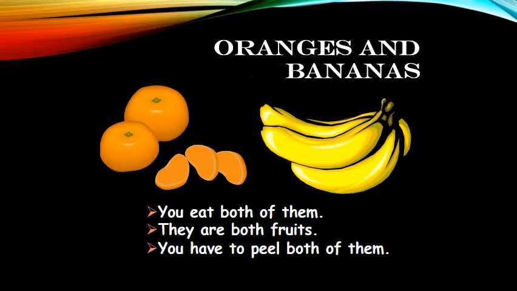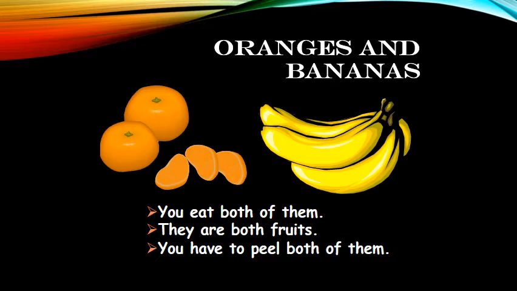Okay, let's take this example. Oh, I like oranges and bananas, don't you? Let's see what the similarities are between oranges and bananas, for example. We can eat both of them. This is the first similarity. They are both fruits. Also, this is another similarity.